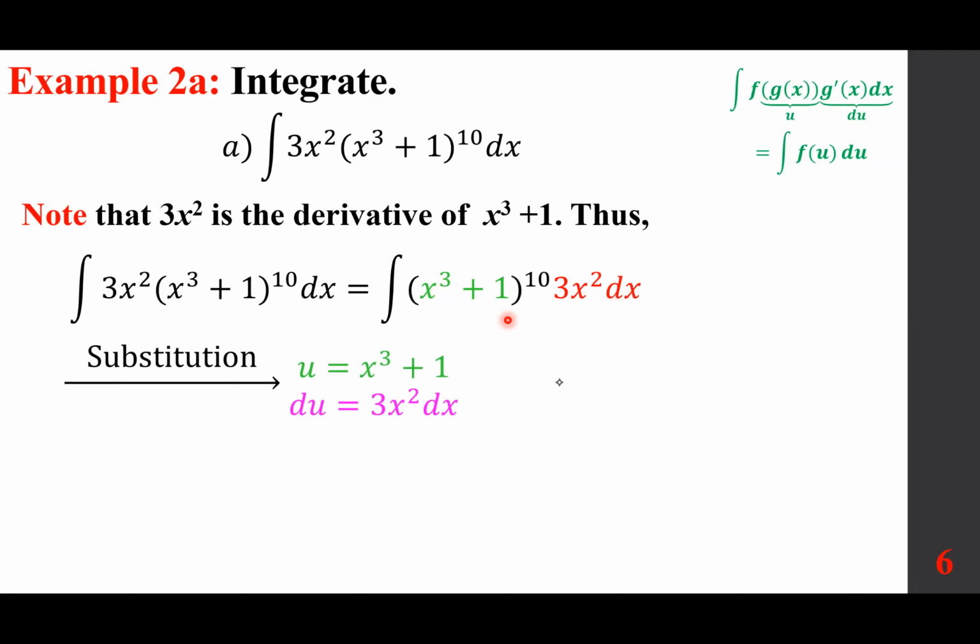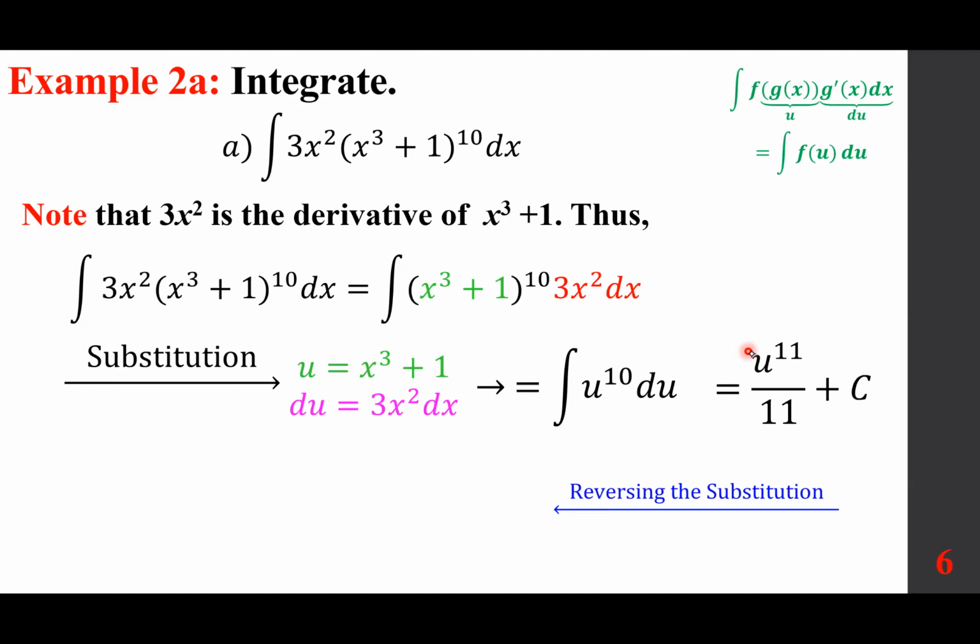So this becomes the integral of u to the power of 10 du. Using the power rule, 1 over 11 u to the power of 11 and a constant. We replace the u. So reversing the substitution, we are done. As always, we can differentiate the final result and it will give us the integrand without the dx.